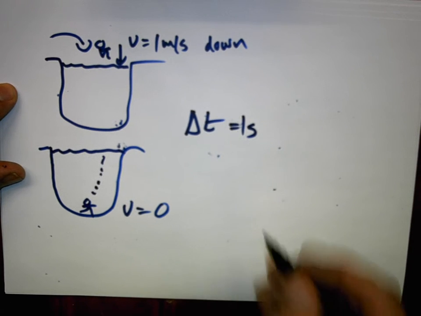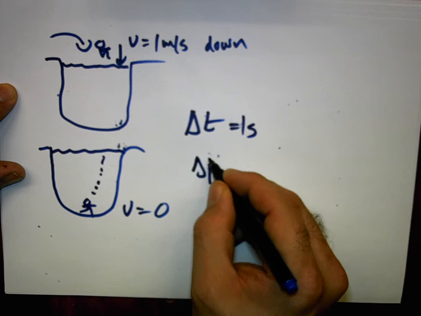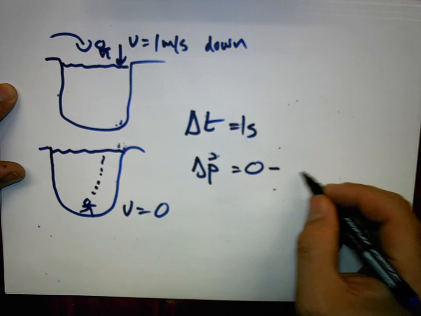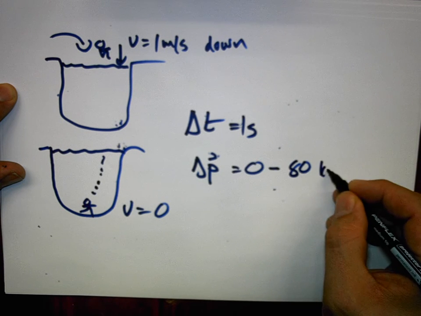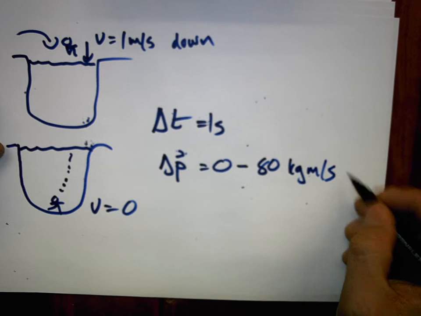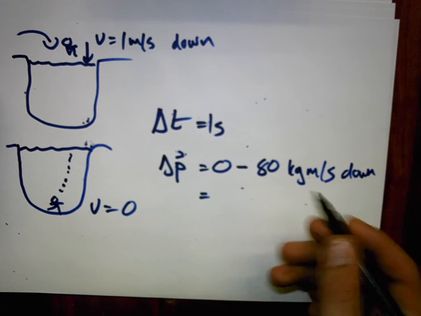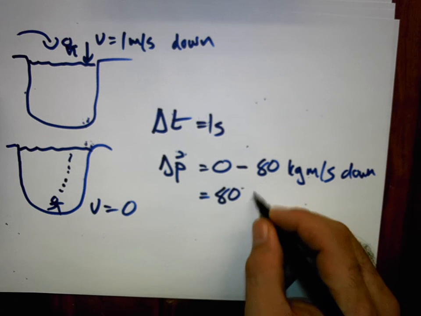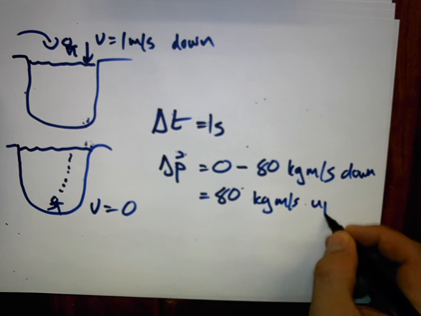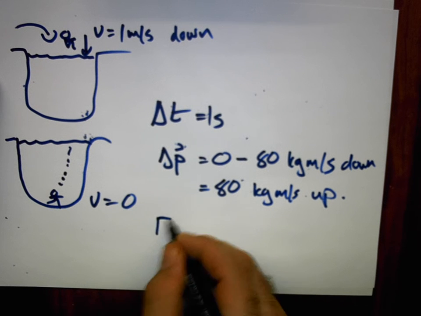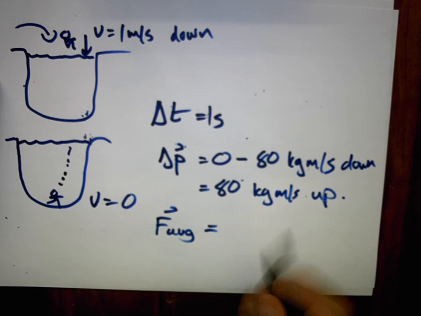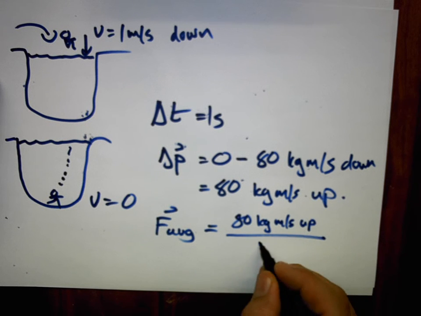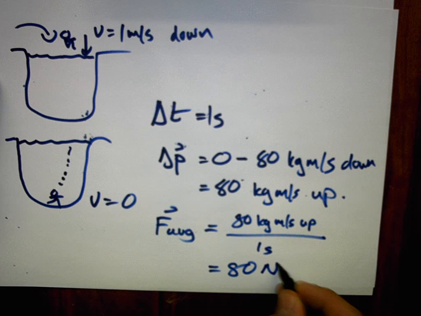So your change in momentum: we end up with 0, and we started with 80 kilogram meters per second downwards. So we get the same change in momentum because we start with the same velocity and end with the same velocity. So it's 80 kilogram meters per second upwards. But now the average force that you feel is 80 kilogram meters per second upwards divided by 1 second. This is 80 newtons upwards.